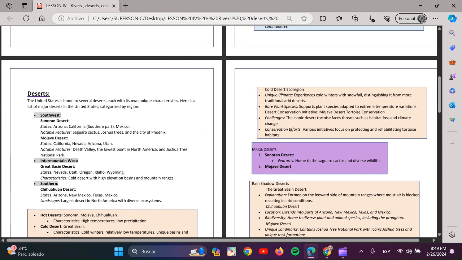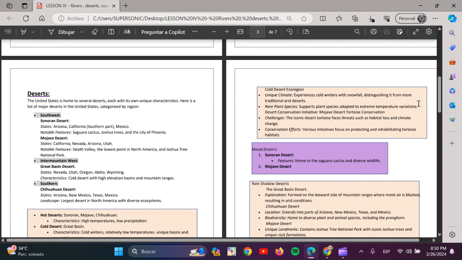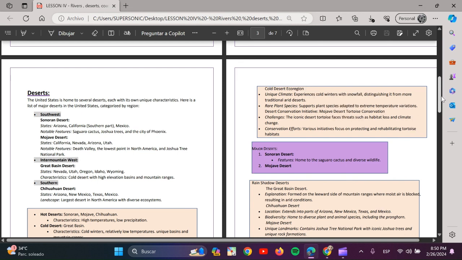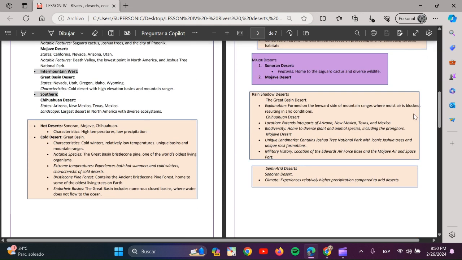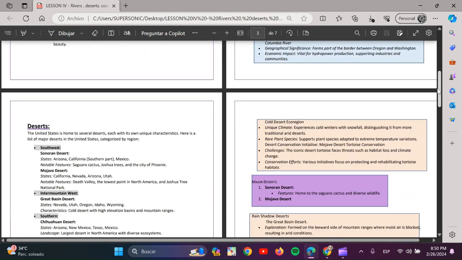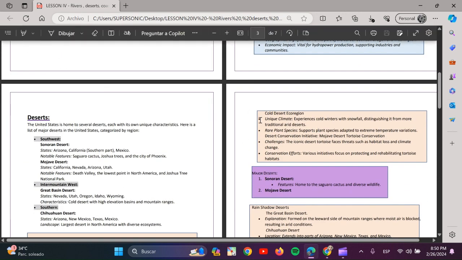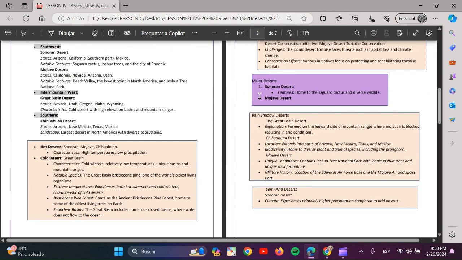Next, cold desert ecoregion. This could be a subclassification from this. These speak about the unique climate, rare plant species, challenges, conservation efforts. And then we have again the major classification, major desert: Sonoran Desert and Ohio Desert.